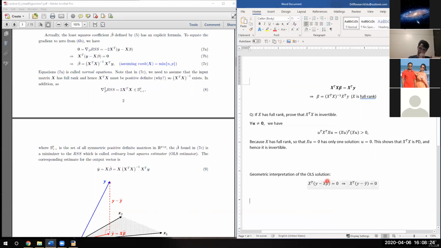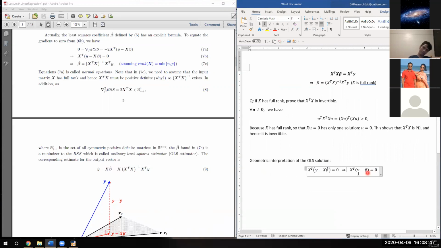This beta is the beta hat; strictly this should be beta hat. So this actually tells you that y minus y hat should be perpendicular to X. This X means the space spanned by the X vectors, x1, x2.